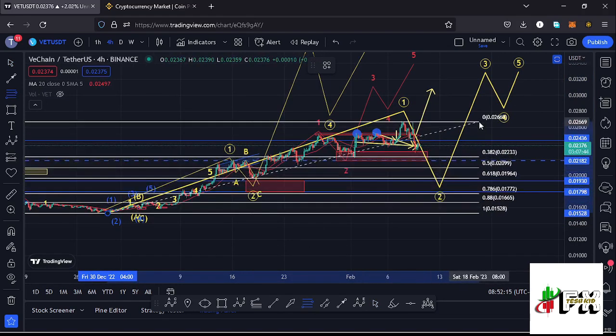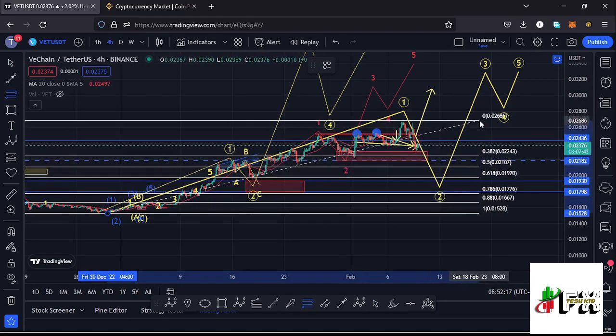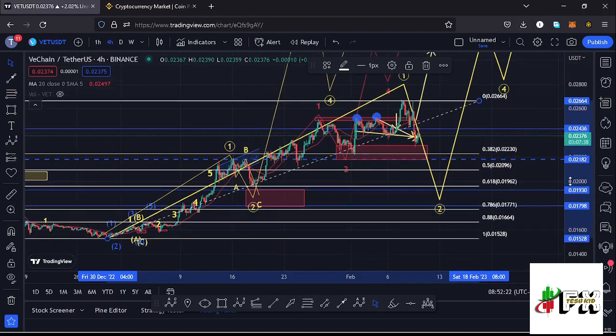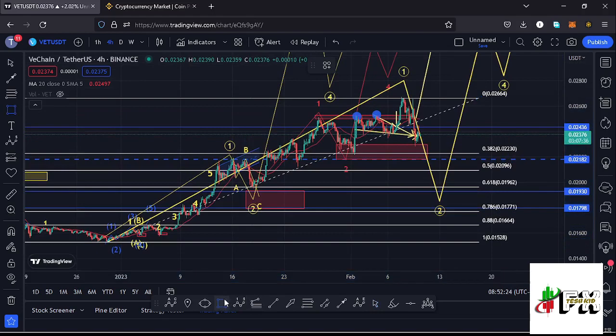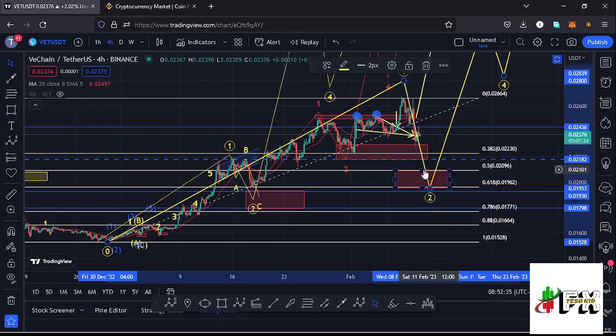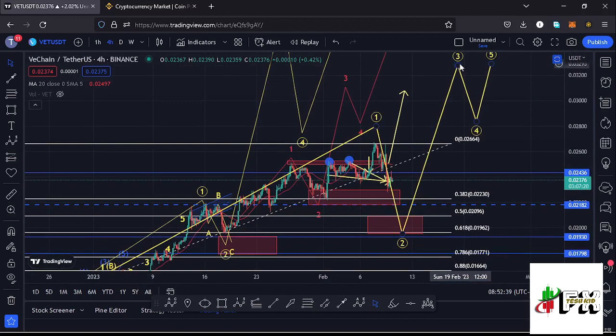that gives me a minimum retracement area in the formation of that wave 2 between the fib level 0.5 and the fib level 0.618, and that lies between the $0.02096 mark and the $0.01962 mark, and that is the minimum that I would expect that second wave to the lower side to do. And once the low for that second wave is in, then we can continue pushing even higher in the formation of that wave 3.